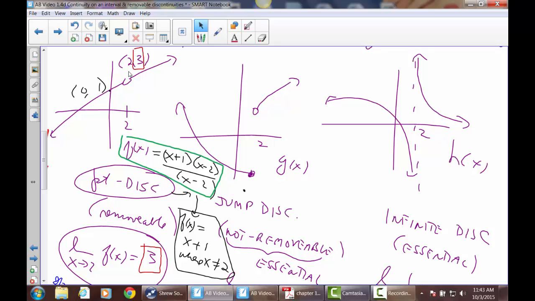And this is the thing you need to understand. The reason you get a point discontinuity at x equals 2 is because x minus 2 is a factor in both the numerator and the denominator.